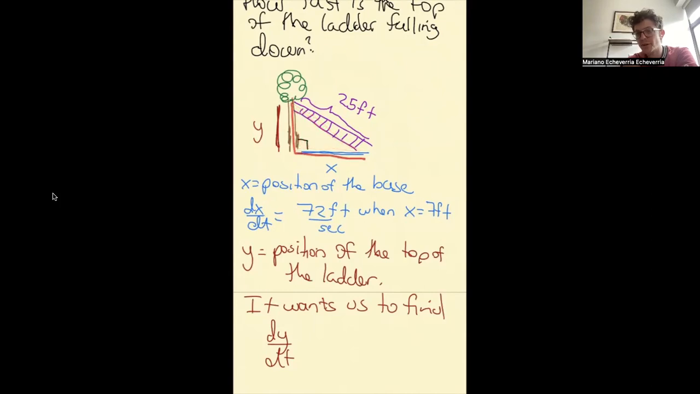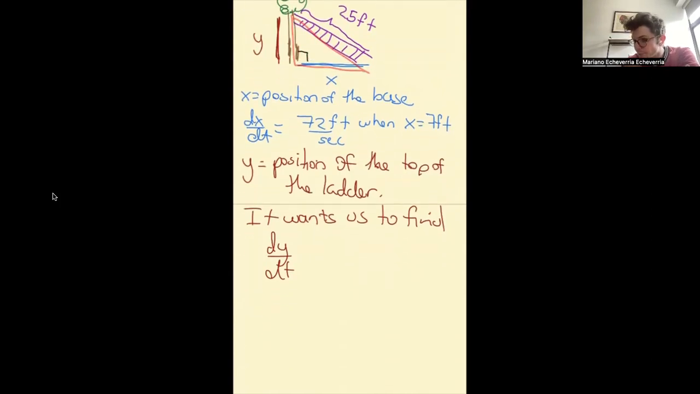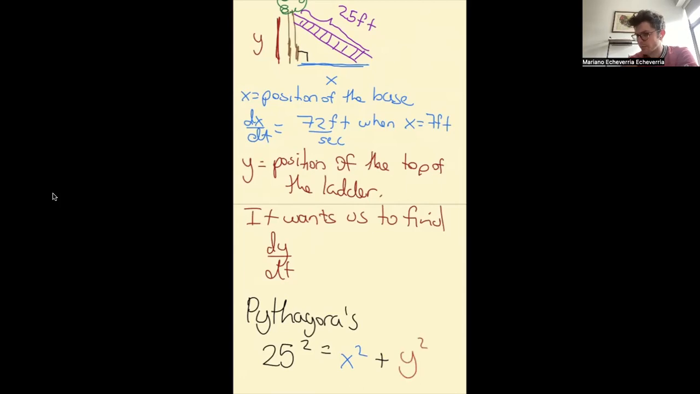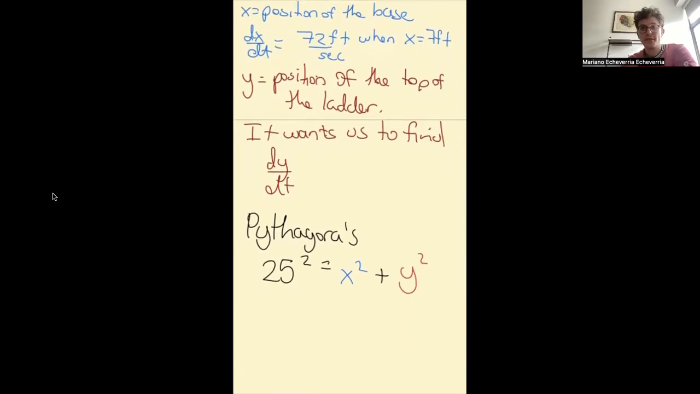I'm kind of coloring for you. Yeah, the Pythagorean theorem, good. So you do know that by Pythagoras, 25 squared equals x squared plus y squared. And there you go. And this is the key. In all these problems, the key is always to find something that relates the variables that were given to you in the problem.